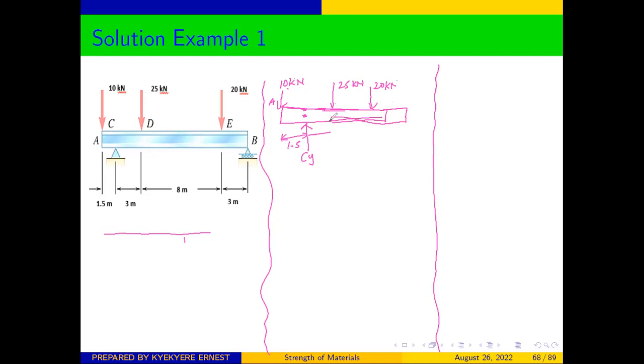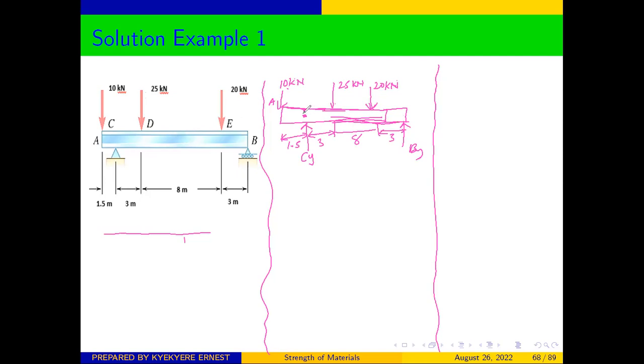So let me extend it at this side here. 20 kilonewtons. And then there is a reaction at B, which is a rocker. So this is B. You can call it BY. And the distance from this to that is 3. The distance from this to that is 8. And the distance from this to that is another 3. So once you have drawn this, what you need to do is to determine the reactions at the support.